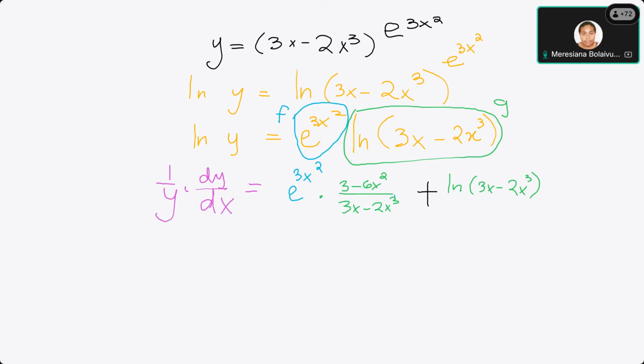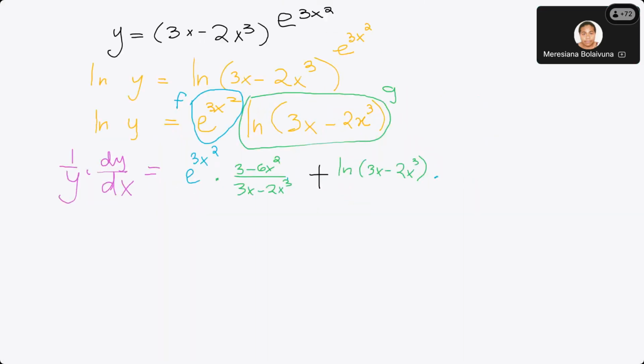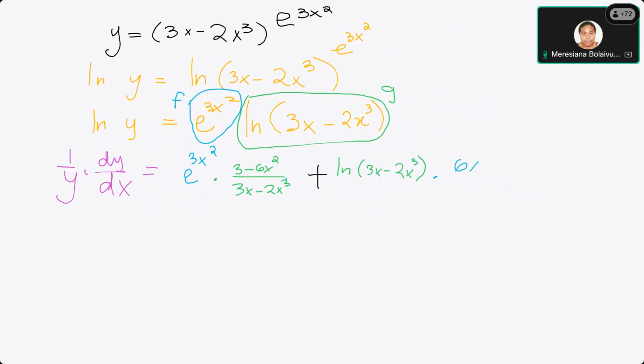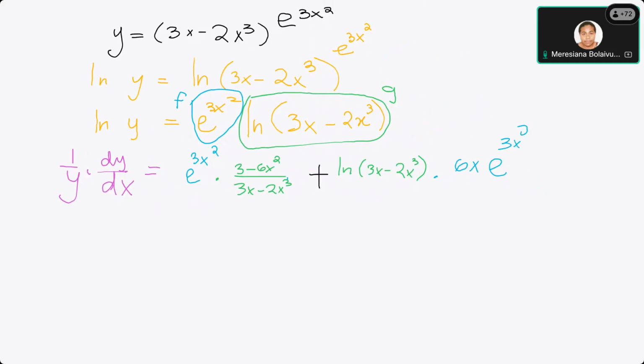Multiply that with the derivative of the exponential, and the derivative of the exponential is 6x e to the power of 3x squared.